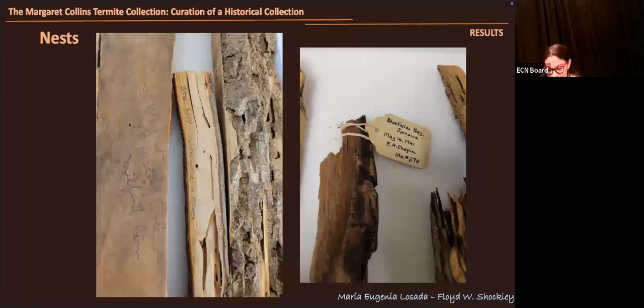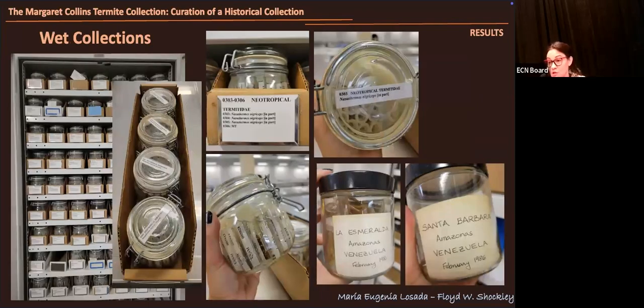It was nice to find in some cases notes made on the piece of nest. And they had some information. We didn't place QR codes in this case. The wet collection, as I said, was already curated, but I just want to show you how it looks now. It's stored not at the Natural History Museum, but in our museum support center.